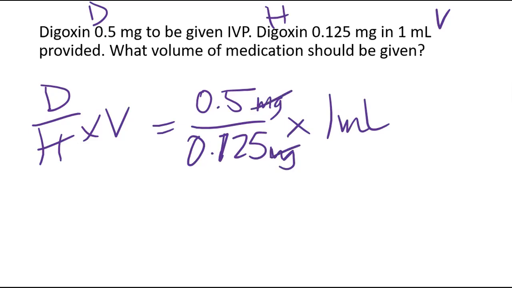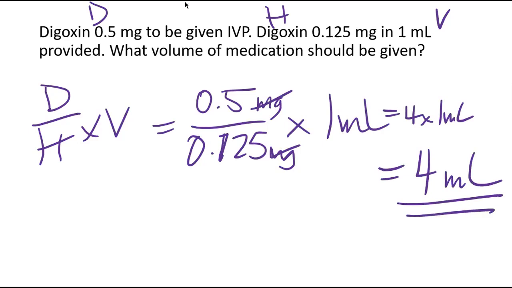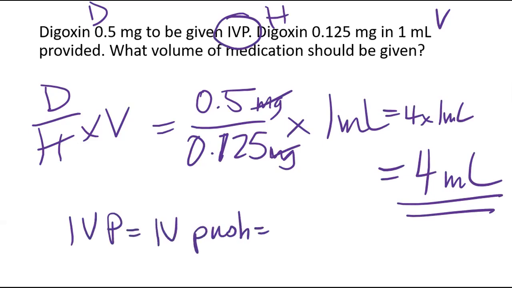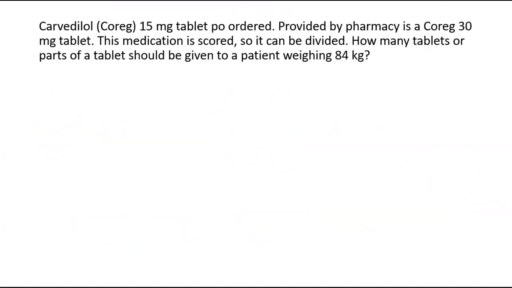So we have 0.5 divided by 0.125, which is going to be 4. So 4 times 1 mL is equal to 4 mLs. That's how much you're going to give IV push. This is one dose. It's a bolus. IV push equals a bolus. It's one injection. All right, so then we go on to the next one.